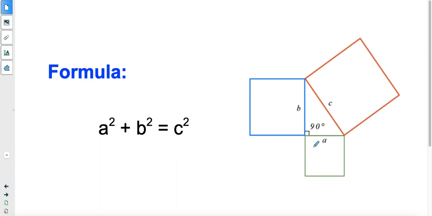So let's take a look. If this side is A, for example, then the area of this square must be A squared, right? Because each side of the square is going to be A, and the area is just going to be A times A. Same with this side, right? If the length of this side is B, then the area of the square is just going to be B squared.